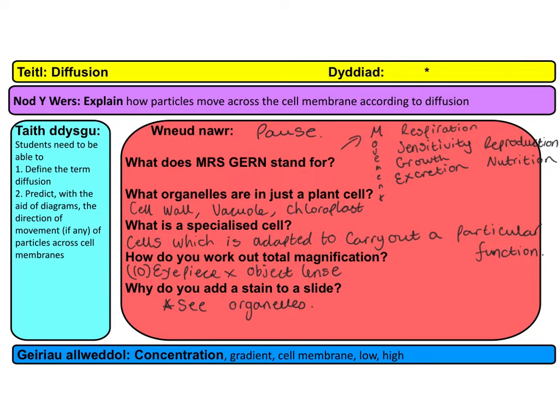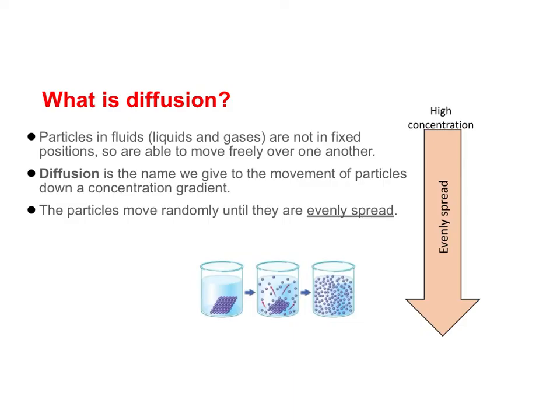So like I said, we're going to look at diffusion today, explaining how particles move across the cell membrane. Okay, so what is diffusion? Diffusion is when the particles in fluids, such as liquids and gases, so this doesn't happen in solids, only in liquids and gases, are not in fixed positions. That's why it can't be a solid, because they're in a fixed position. So they're free to move around and over each other. Diffusion is the name we give to the movement of particles down a concentration gradient. The particles move randomly until they're evenly spread.